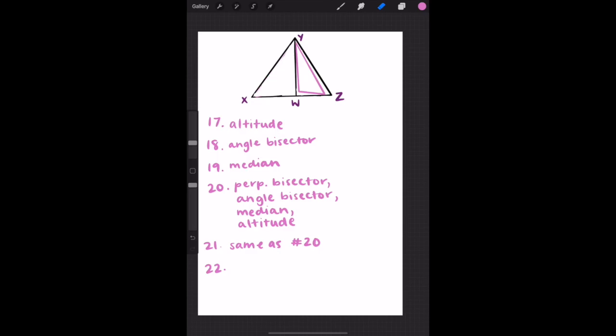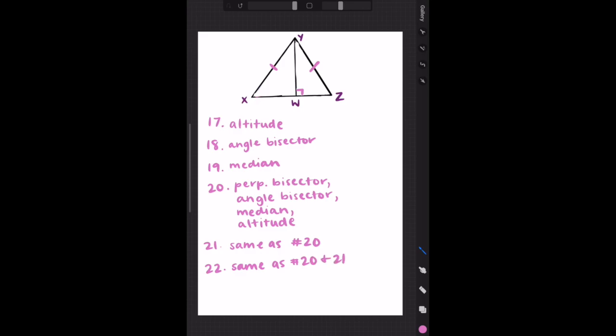And then number 22, I know that YW is perpendicular to XZ again, so there's another right angle. And I know that XY is congruent to YZ. This tells me that it's also the same as number 20. Right, so it's hitting it at a right angle. You've got two congruent sides, so you can conclude that it's a perpendicular bisector, an angle bisector, a median, and an altitude.